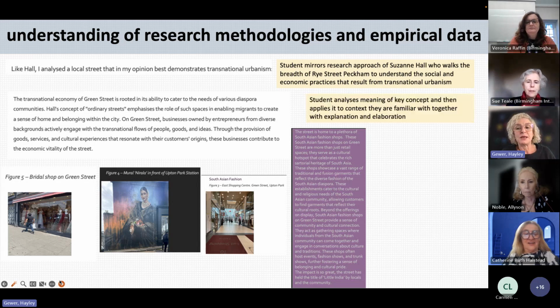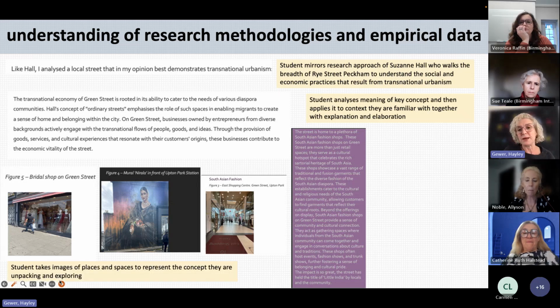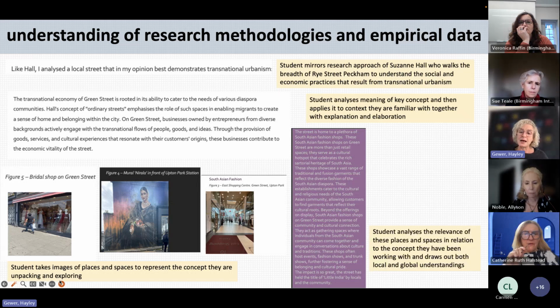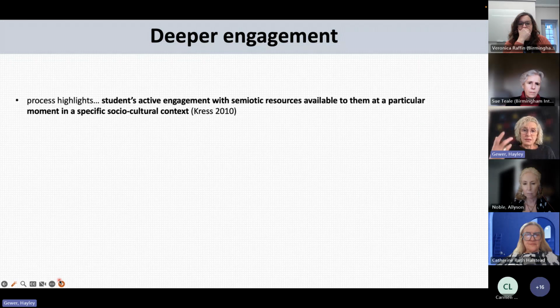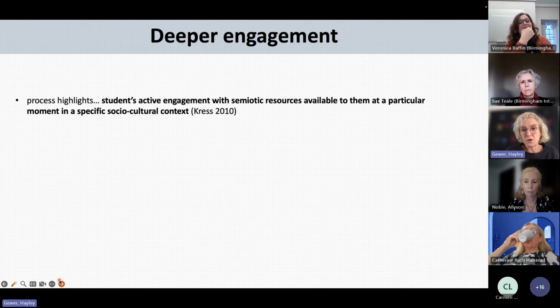The student analyzes the meaning of key concepts and then applies it to a context they're familiar with, together with explanation and elaboration. The student takes images of places and spaces to represent the concepts that they're unpacking and exploring, and then analyzes the relevance of these places and spaces in relation to the concepts they've been working with, drawing out both local and global understandings, and then ultimately puts this all together into a multimodal portfolio. And so this deeper engagement really highlights students' active engagement with semiotic resources available to them at a particular moment in a specific social-cultural context.